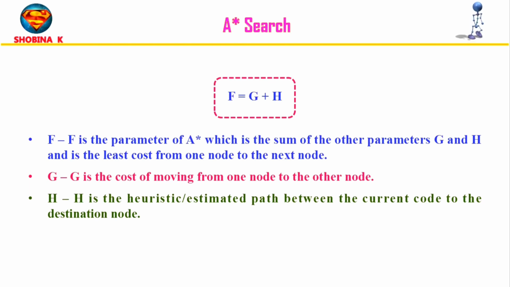So what are these three variables and why are they so important? Let's understand now. F is the parameter of A star, which is the sum of the other parameters g and h, and it is the least cost from one node to the next node. This parameter is responsible for helping us to find the most optimal path from the source to destination. And next, g, which is the cost of moving from one node to another node. This parameter changes for every node as we move up to find the most optimal path. And h is the heuristic or estimated path between the current node and the destination node. This cost is not actual, but in reality it is a guess cost that we use to find which could be the most optimal path between our source and destination.